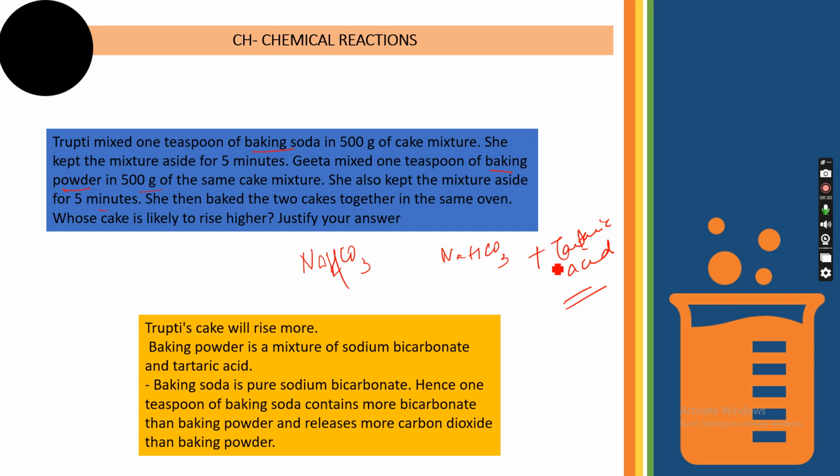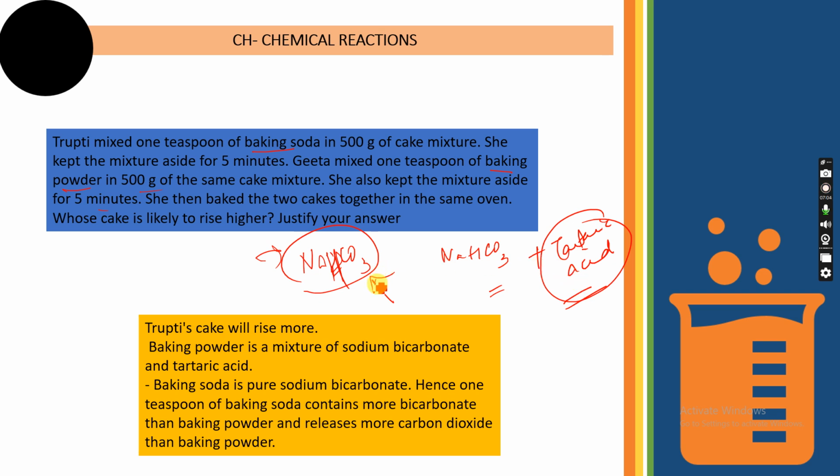And so now what is happening? So the one which is having only sodium bicarbonate. Okay, so baking soda is sodium bicarbonate. So the sodium bicarbonate one will rise higher. That means Trupti's cake will rise higher. Why? Because she has only pure sodium bicarbonate. Whereas in case of Geeta, what has she done? She has mixed baking powder, which has tartaric acid. So it takes time to rise, because more carbon dioxide is released by sodium bicarbonate, that is baking soda, rather than baking powder.